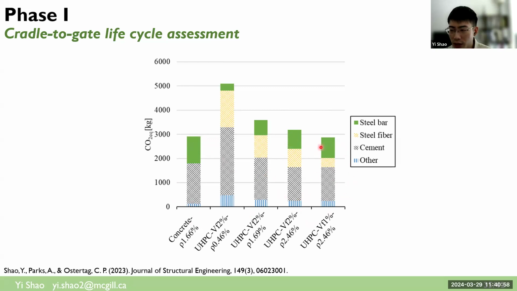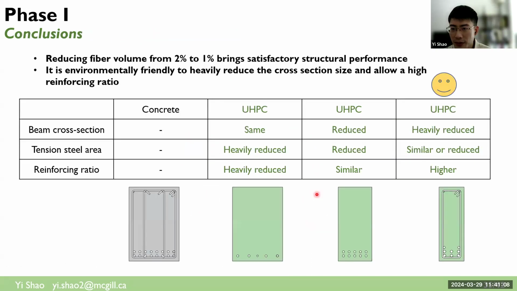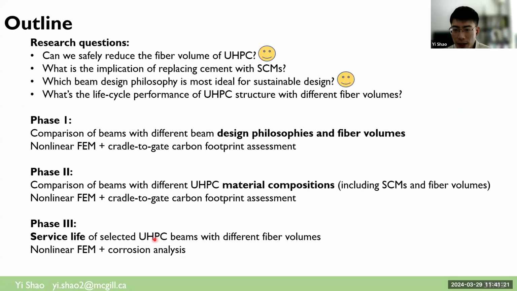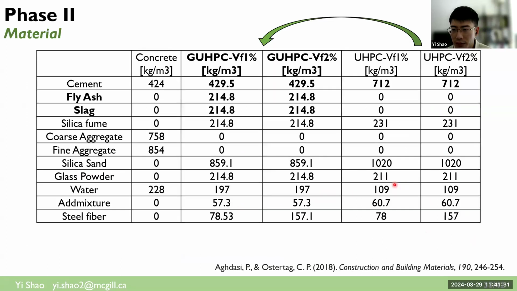So we are not actually increasing the carbon footprint of the structure, and because we reduce the superstructure weight, we can further reduce the column size and foundation size, and may further reduce the carbon footprint of the entire structure. So in conclusion, this design with high reinforcing ratio and heavily reduced cross-section size is more preferred for reinforced UHPC beam design. And then we'll enter the second phase to think about the influence of material composition, especially replacing cement by supplementary cementitious material.